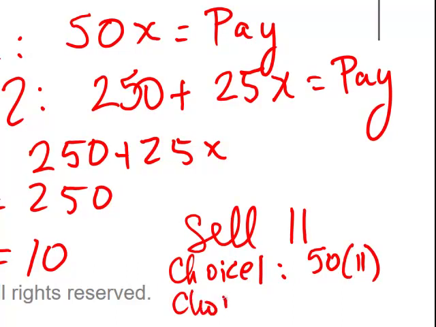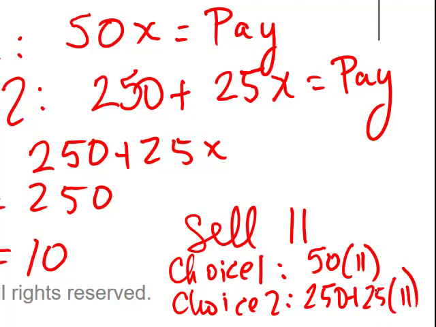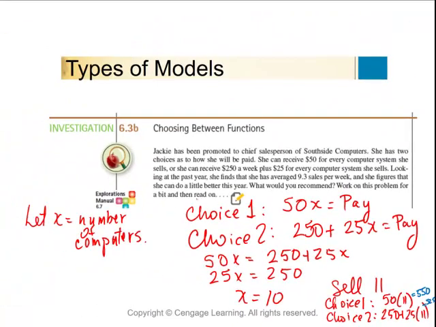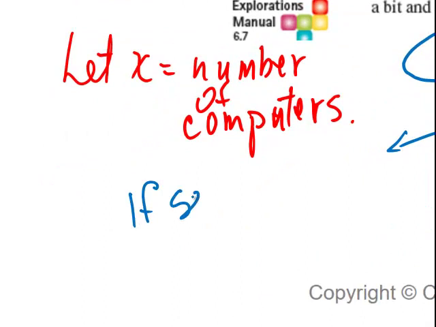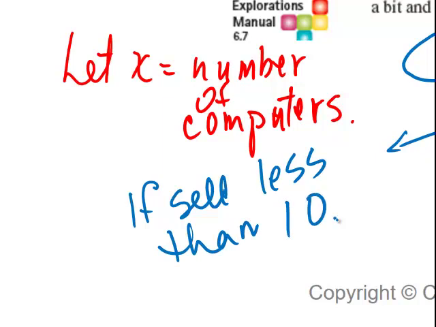For choice 2, that would be 250 plus 25 times 11. I'll need to crunch those numbers, so let me do that. All right, so let's look at it. As long as I'm selling more than 10, so this would be your choice. Oops, this is your choice if you sell more than 10. This is going to be your choice if you sell less than 10.